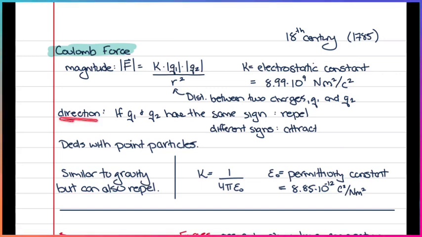That's where this comes in. That's the direction here. If Q1 and Q2 have the same sign, which means they're both positive or they're both negative, then they're going to repel. If they have a different sign, which means one's positive and one's negative, then they attract. So this is just saying opposites attract and like signs repel.